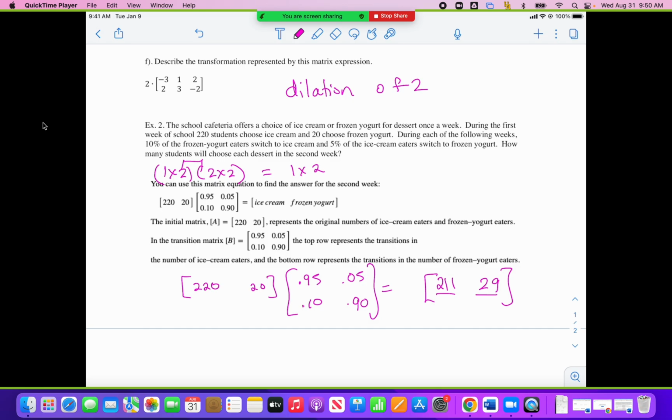All right, so any questions about multiplying the matrices? Okay, so if you will clear off your desktop, if you want a calculator, you can have a calculator. But we're going to do a little skills check.